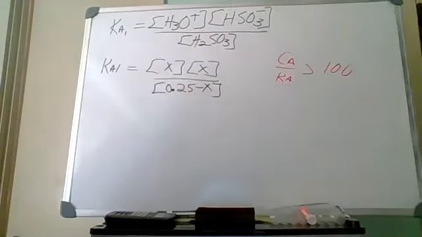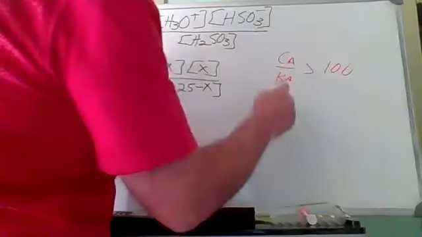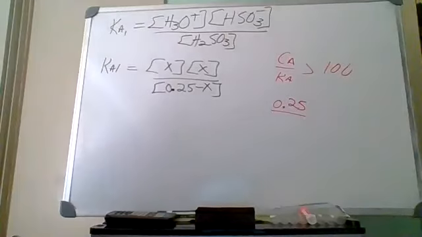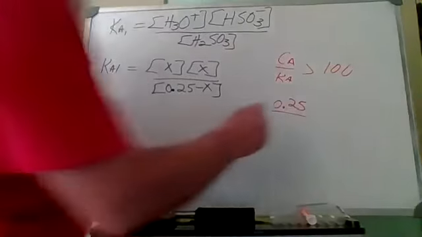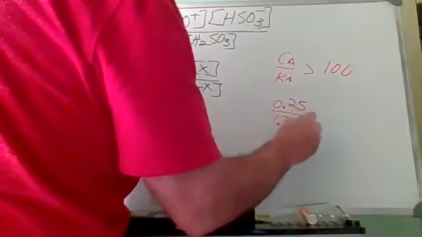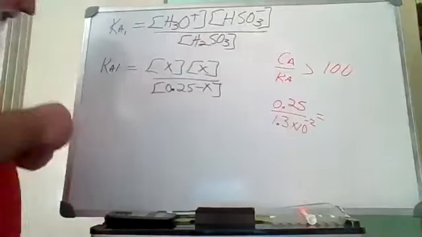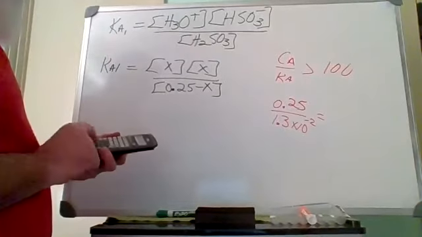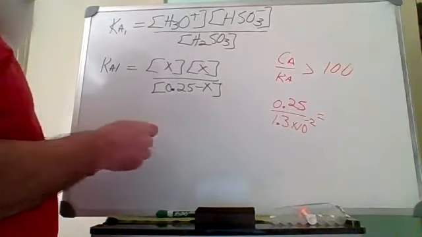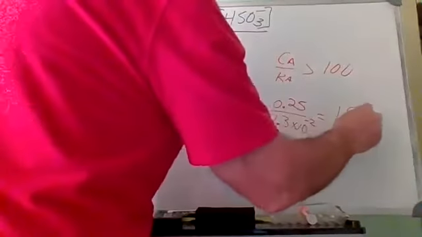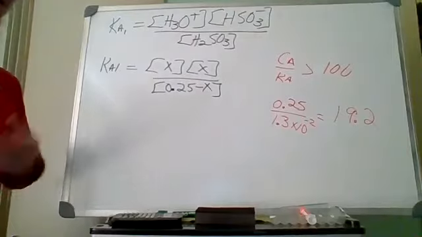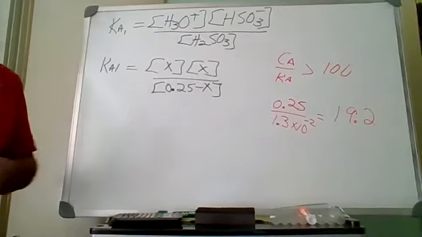So let's see what that is for this first ionization. CA is 0.25 and Ka1 is 1.3 times 10 to the negative second. That's not going to be bigger than 100. 0.25 divided by 1.3 times 10 to the negative 2 equals 18.2. So we cannot drop this x here. We're going to have to go ahead and use the quadratic formula.